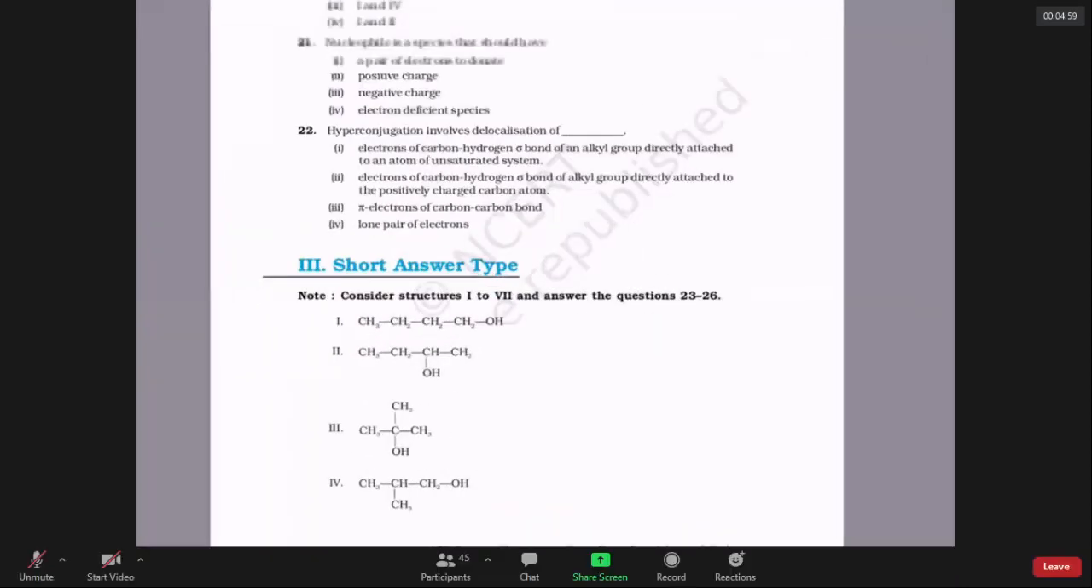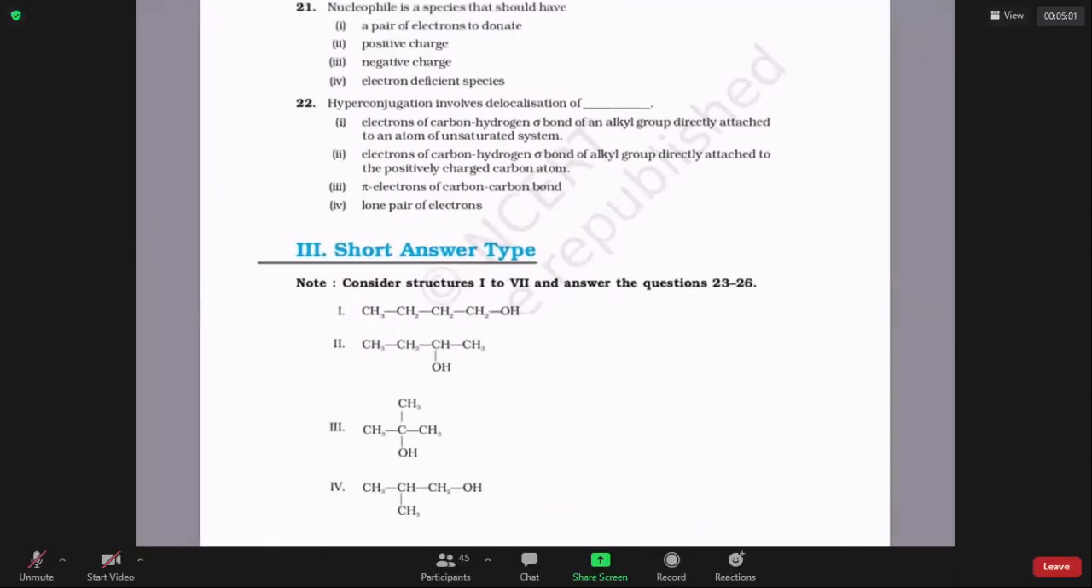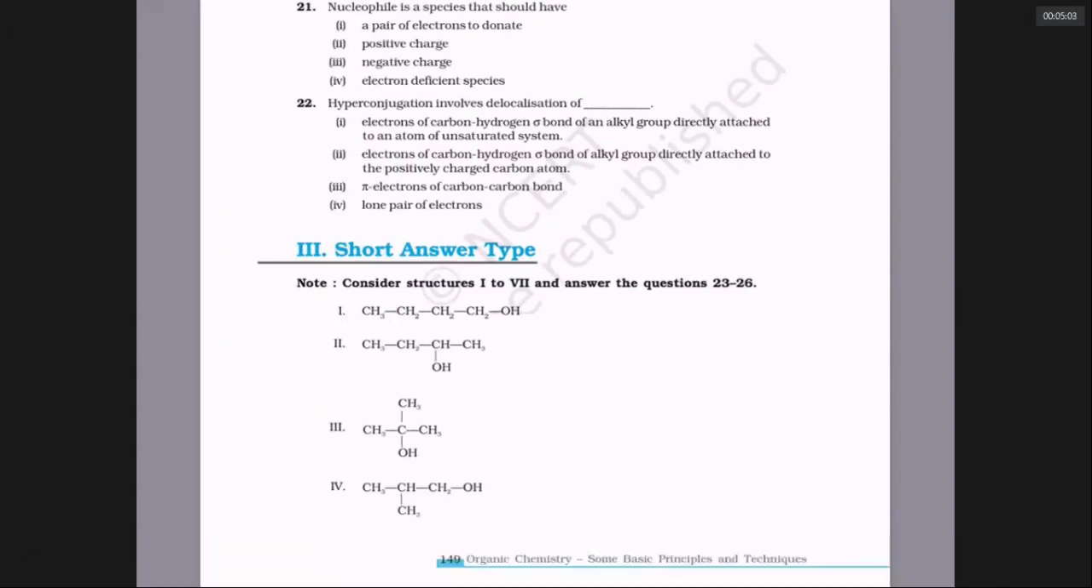Also, you can see compound 1 and 2 are position isomers: 1-butanol and 2-butanol.